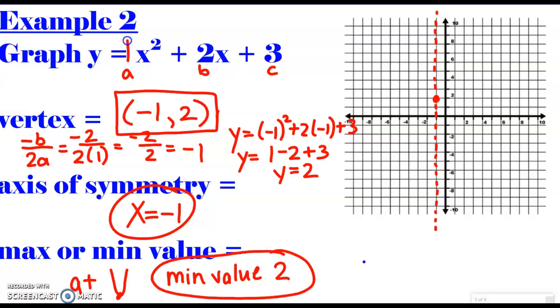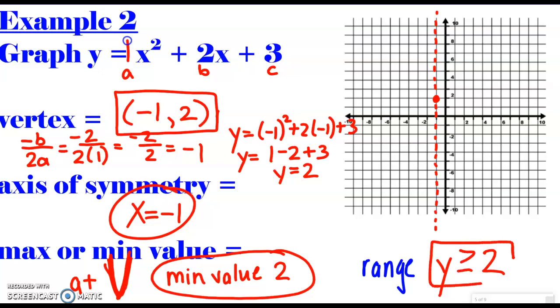So then our range would be, we know range is wide. It has something to do with 2. Since this is opening up, it bottoms out at 2 and then goes up forever. So it's greater than or equal to 2.